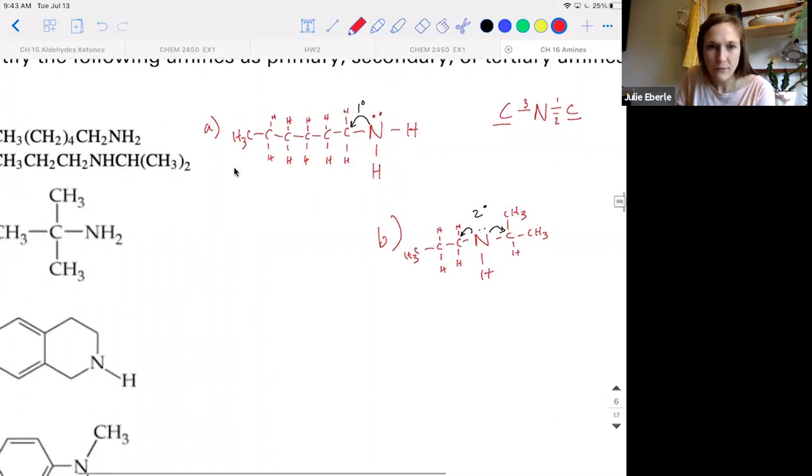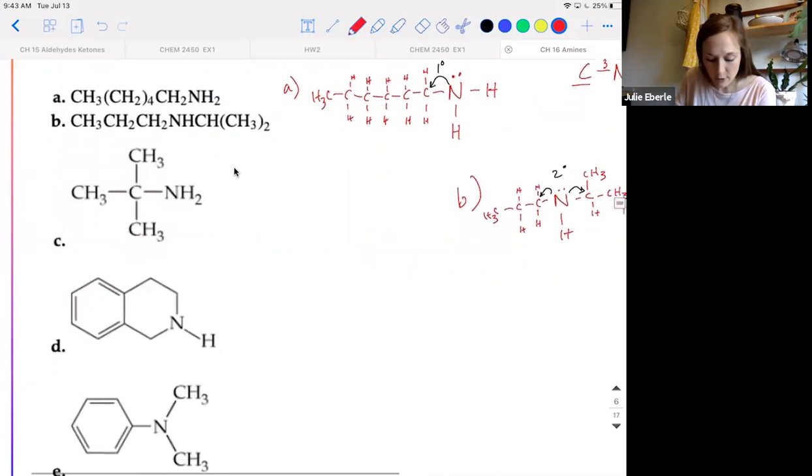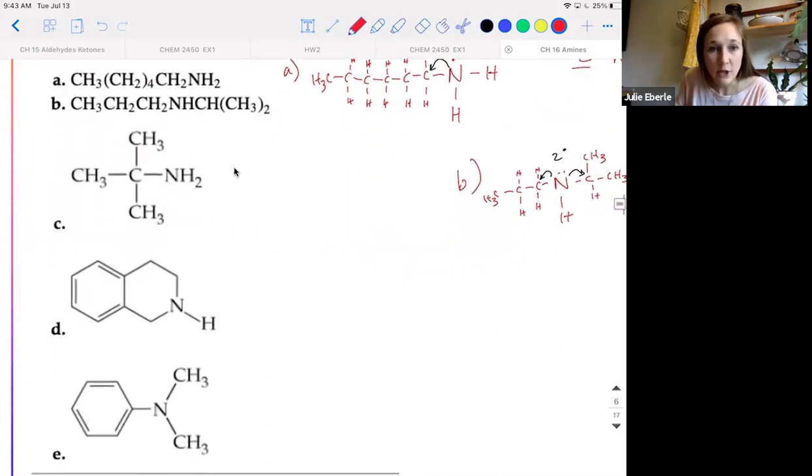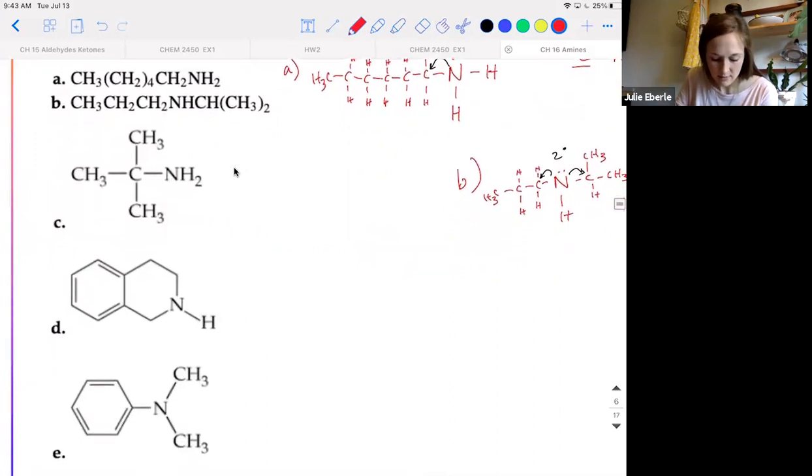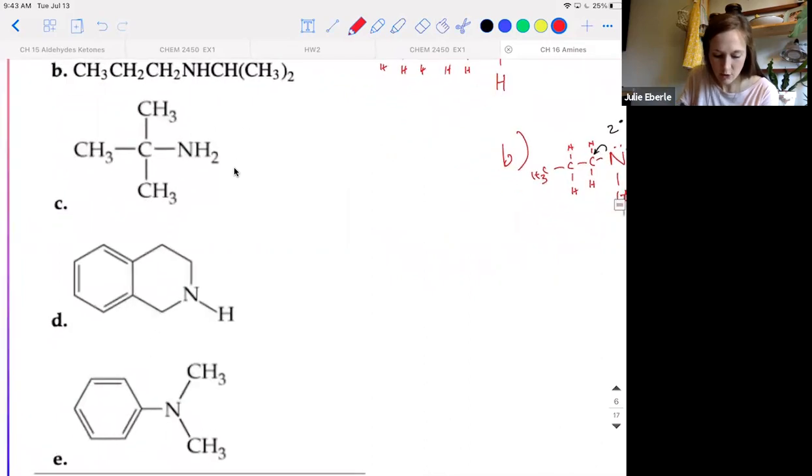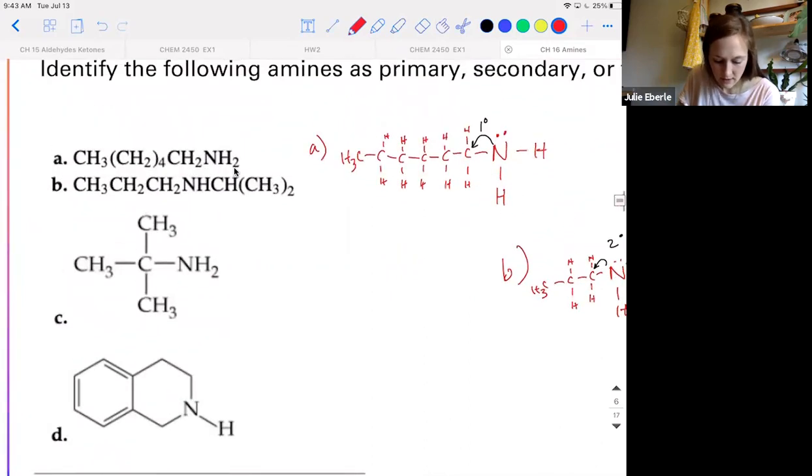Okay, let's keep going. On C, most people said it is a tertiary amine. Okay, so we're looking, oh, sorry, this is C. We've got this right here. We've got the nitrogen bonded to 1 carbon. I almost did the same thing that a lot of y'all did. This is a primary. The nitrogen is just bonded to 1 carbon.